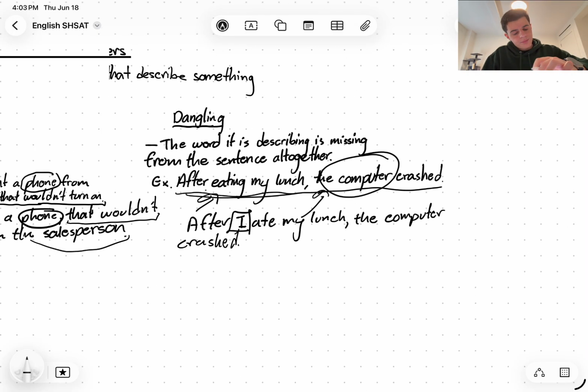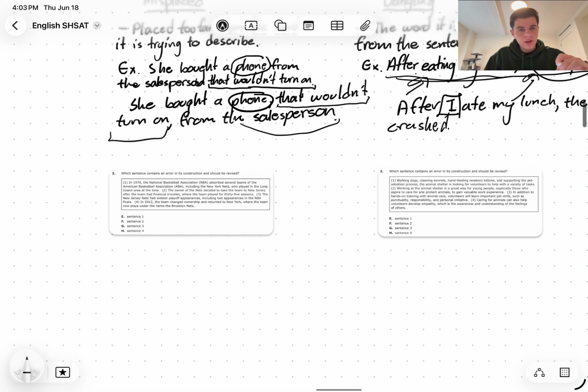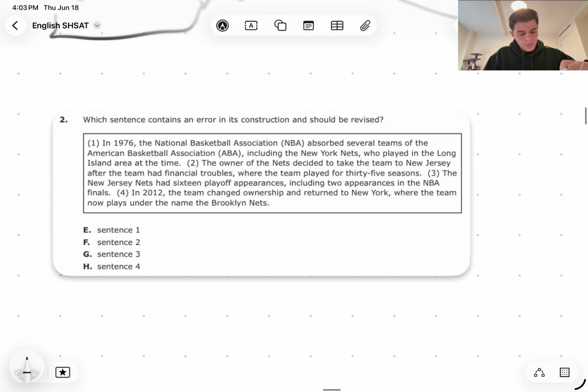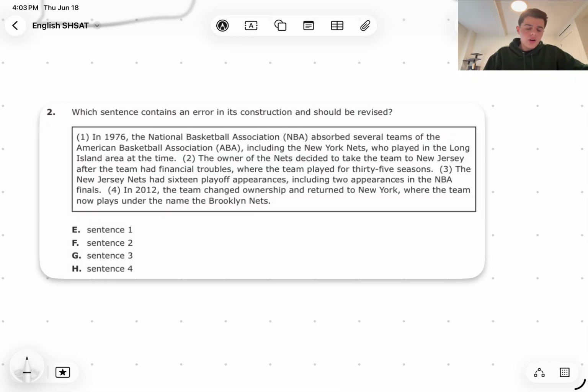Okay, so now that we have those two down, I have two examples, and let's just go through them. Okay, which sentence contains an error in its construction and should be revised? Okay, in 1976, the National Basketball Association, NBA, absorbed several teams of the American Basketball Association, ABA, including the New York Nets, who played in the Long Island area at the time.